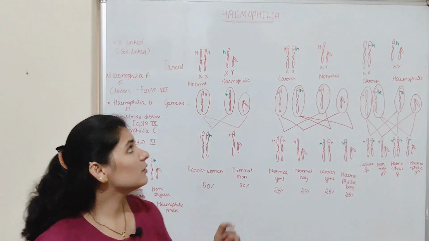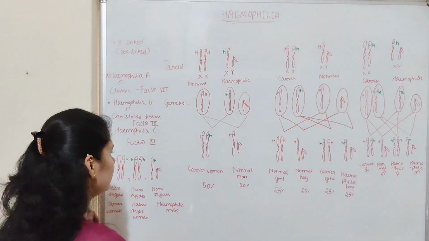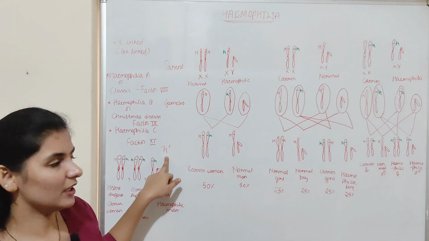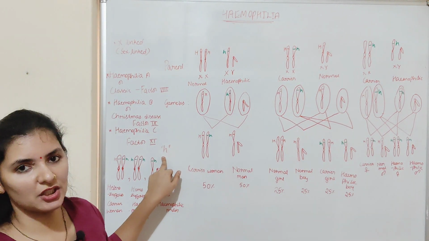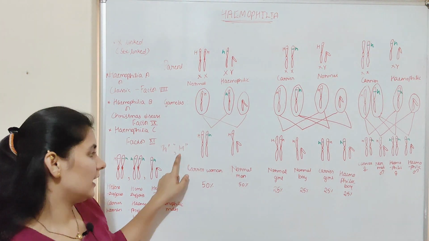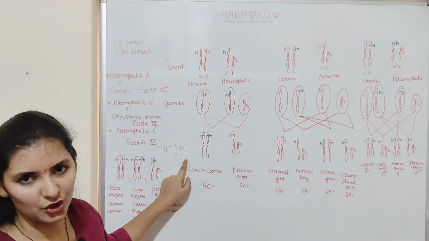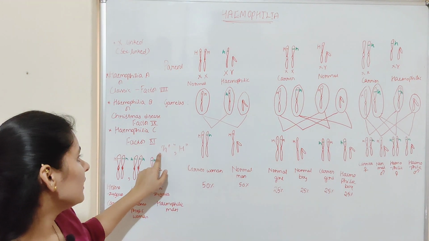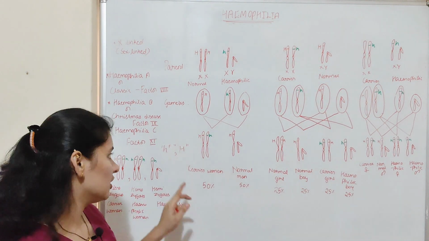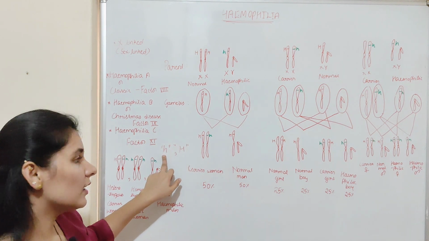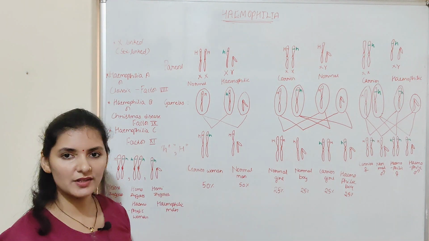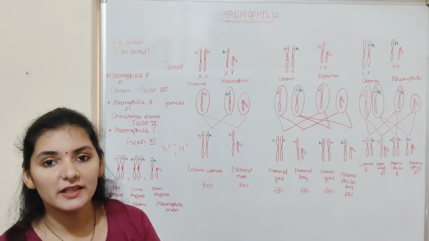The gene which is responsible for hemophilia is denoted by the letter small h. Small h is an abnormal gene, or recessive gene, to its normal gene, which is named capital H. Capital H is a normal gene or dominant gene. In the presence of capital H, the symptoms of hemophilia will not appear because it is the dominant gene.